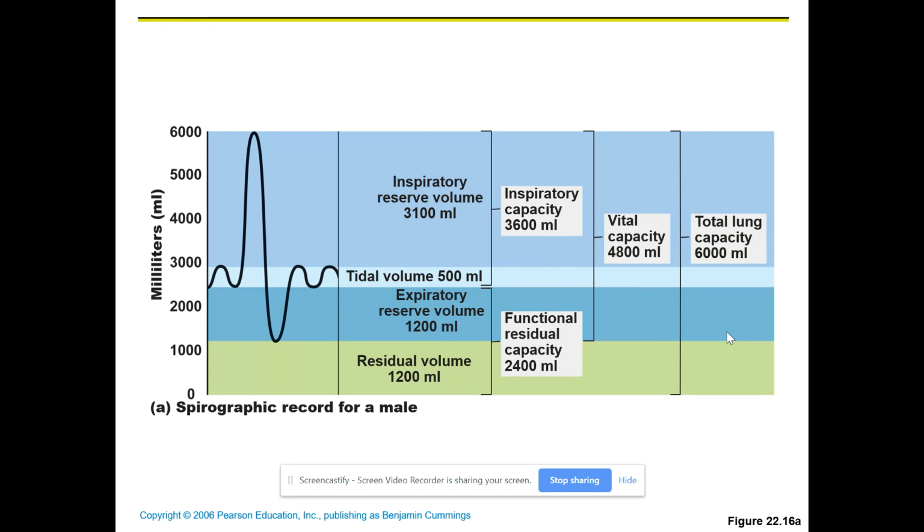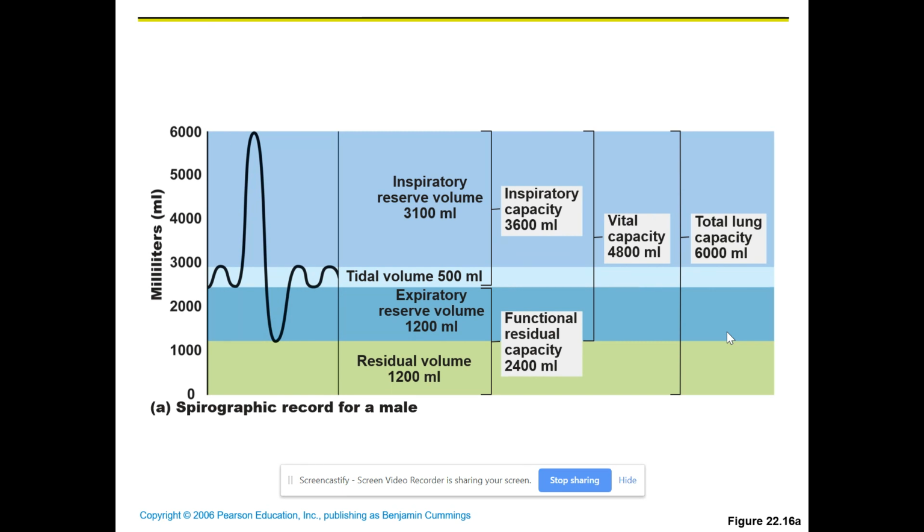But we can move more air if we wish. We can breathe in more. That's the inspiratory reserve volume. We can breathe out more. That's the expiratory reserve volume. If we add the three of those together, that's a maximum breath in and a maximum breath out. That's called the vital capacity.